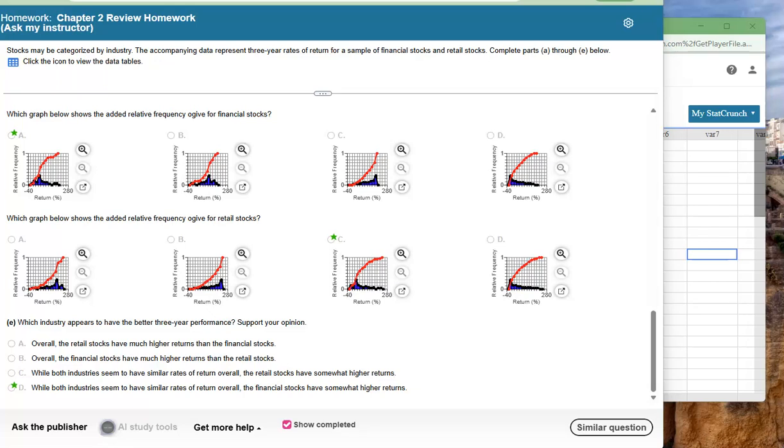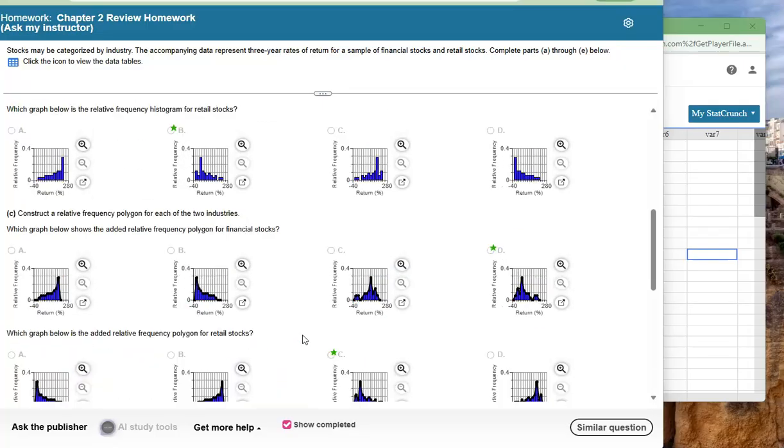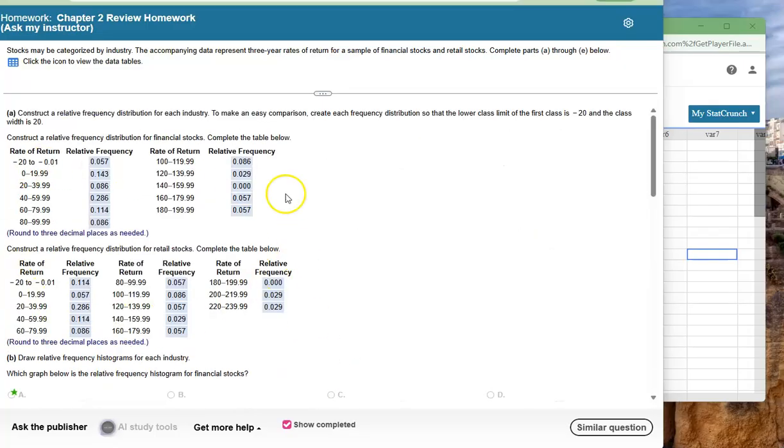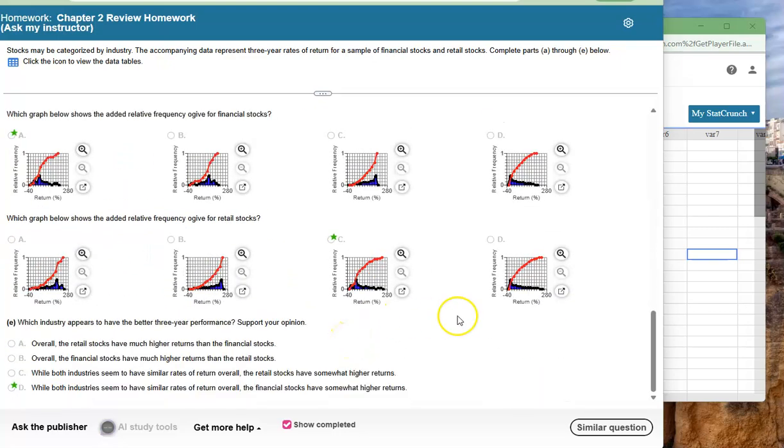In this video, I want to focus specifically on creating the relative frequency ogives for the financial stocks and retail stocks data that we were given earlier in the problem. So I want to quickly scroll back just to see this was the relative frequency distributions that we were asked to create. And we were told to use a first class lower limit of -20 and a class width of 20. All right, let's scroll back down.